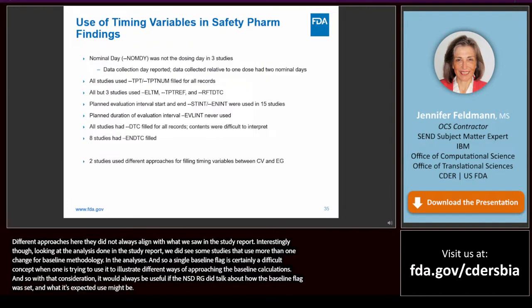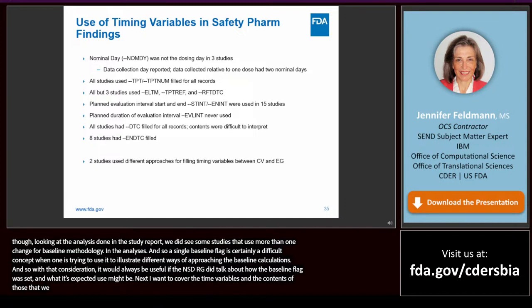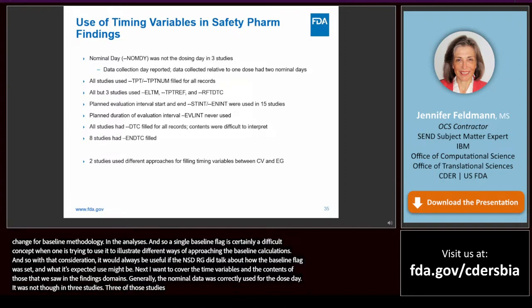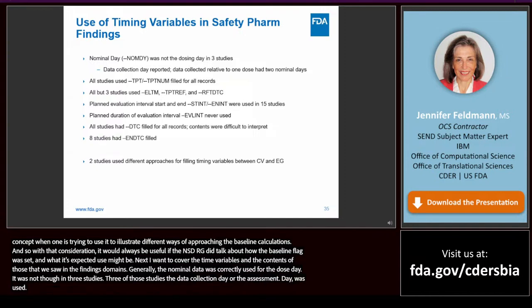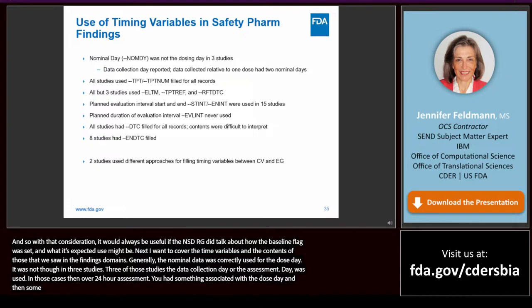Next, I want to cover the timing variables and the contents of those that we saw in the findings domains. Generally, the nominal day was correctly used for the dose day. It was not, though, in 3 studies. In 3 of those studies, the data collection day, or the assessment period day, was used. And in those cases, then, over the 24-hour assessment period, you had some data associated with the dose day and then some data associated with the day after dose. And that causes issues with the analysis.